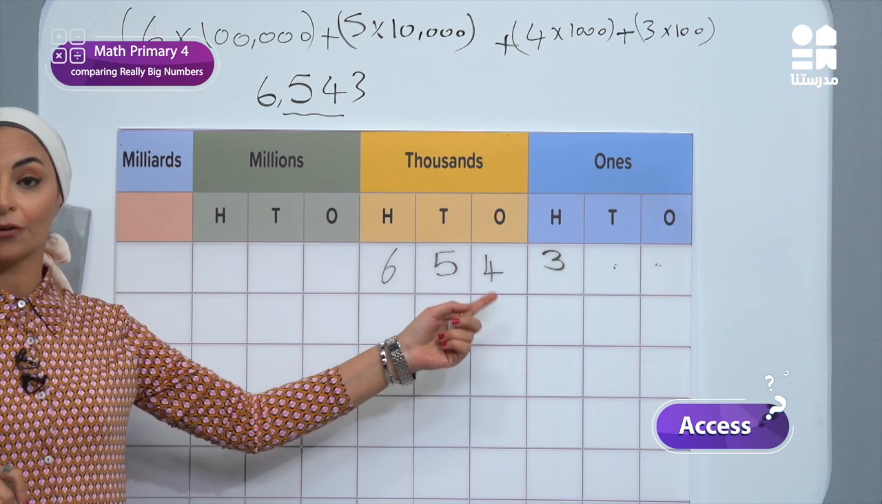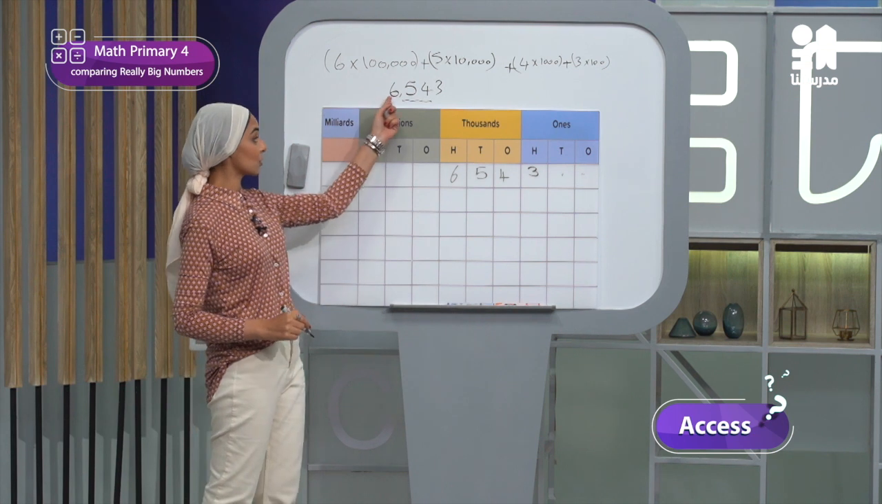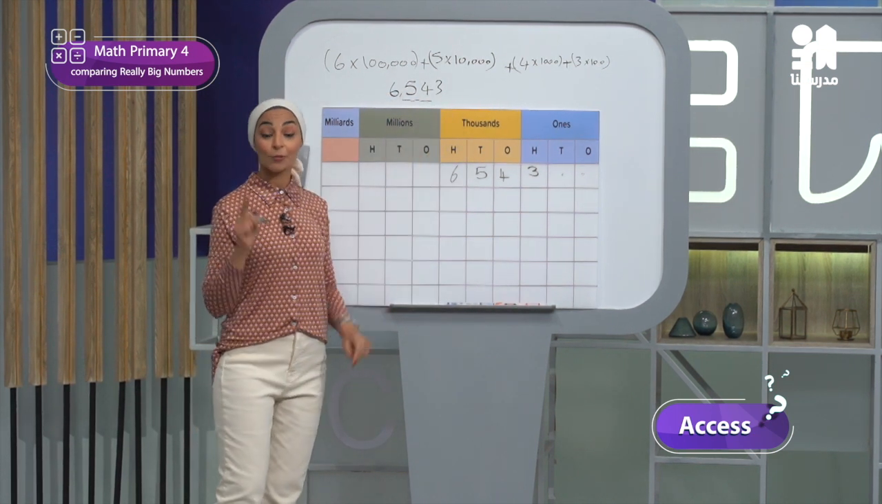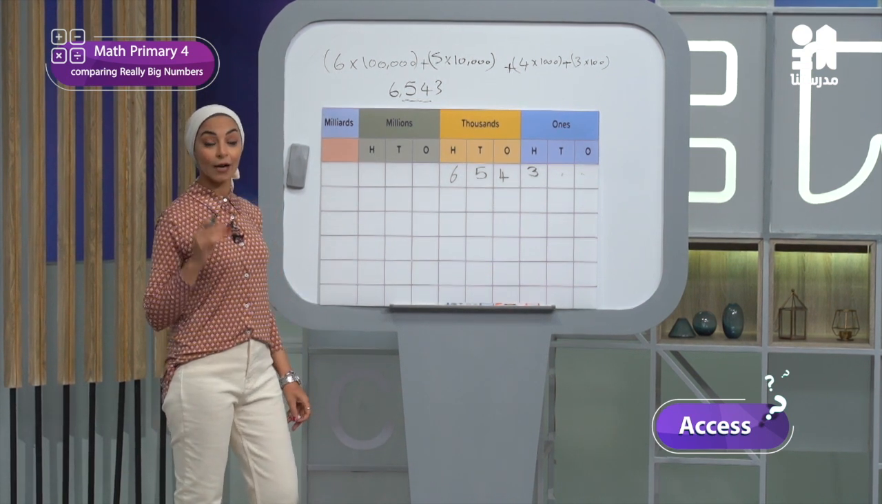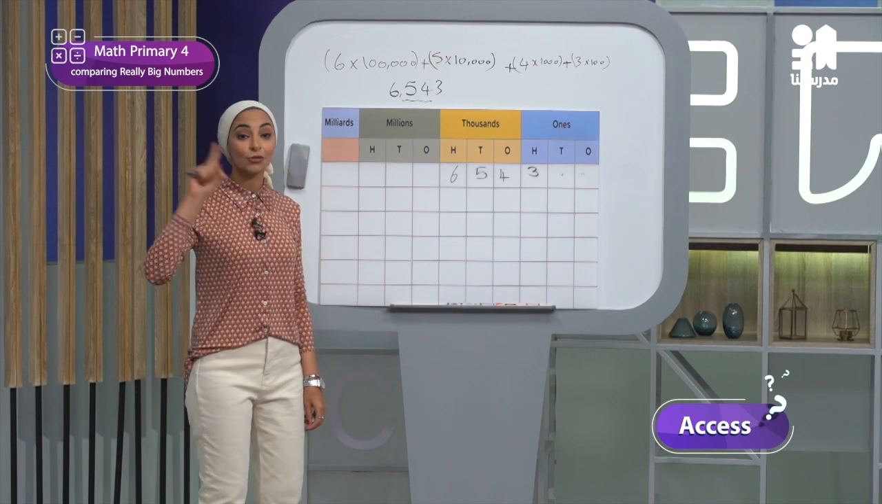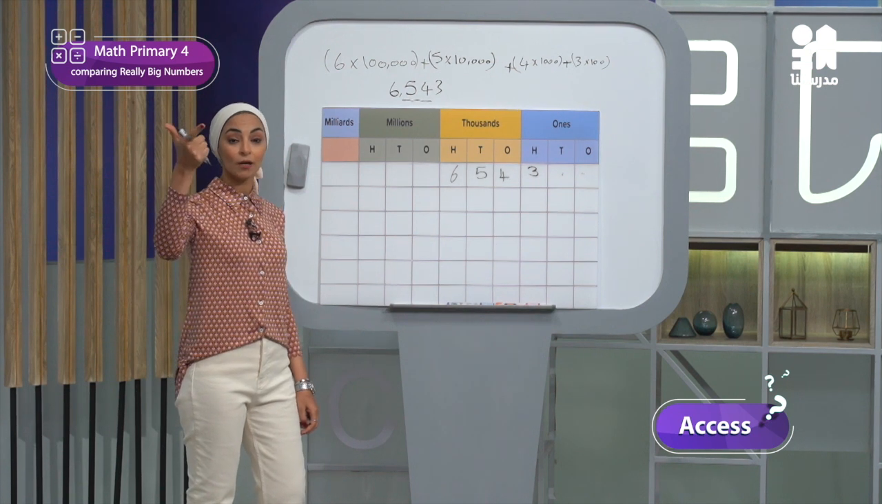654,300. You remember the answer that was written was what? Yes, look here, it is 6,543. I'm sure now you noticed the reason for the error. It was that he didn't write zeros. He didn't put zeros where? Yes, in the tens and the ones.